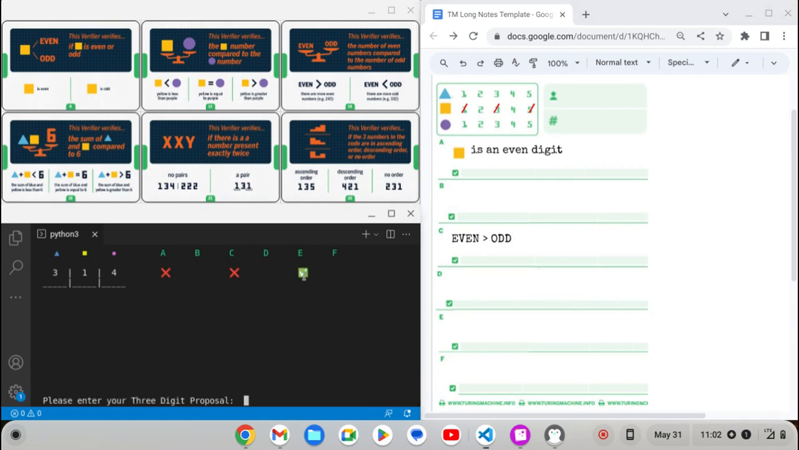Okay, so the Turing Machine approves of the proposal 314. Notice that the 314 are all unique. So that means that no, there are no pairs. So let's write that down in our notes for criteria card E, that there are no pairs, no pairs.